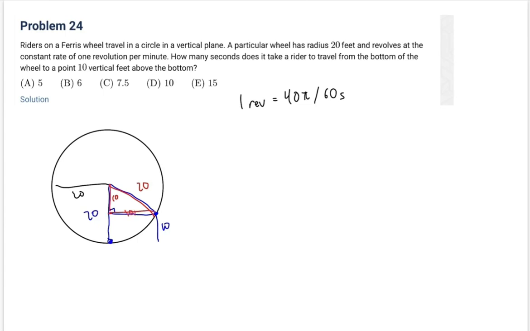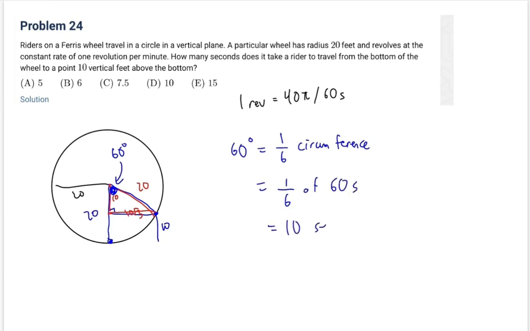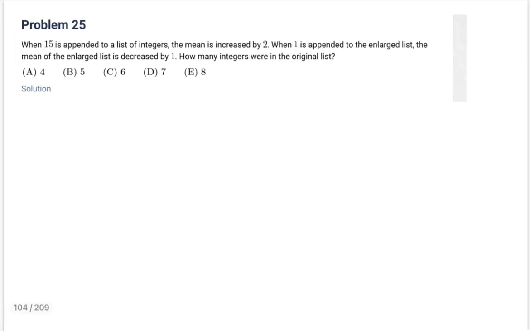So this would be 10 root 3, and that means that this angle is 60 degrees. So 60 degrees is 1/6 of the circumference, which equals 1/6 of 60 seconds. This is 10 seconds. So we didn't even need this at all. So it's D.